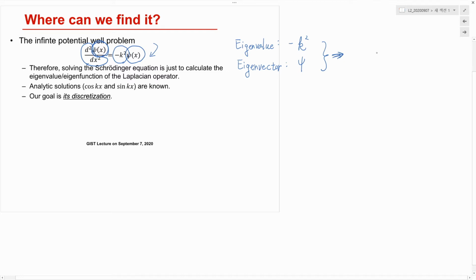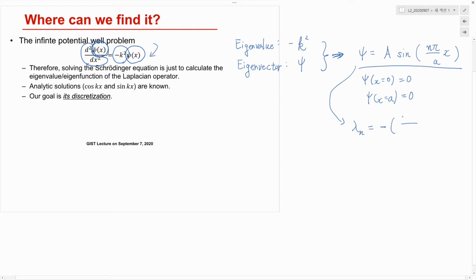And you know the solution. What was it? For example, with the boundary condition considered in this case, at x equals 0 it should vanish, and at x equals a it should vanish. Then we have an eigenfunction like this, sine of n pi x over a, and here we have a corresponding eigenvalue that was nothing but minus (n pi over a) squared.